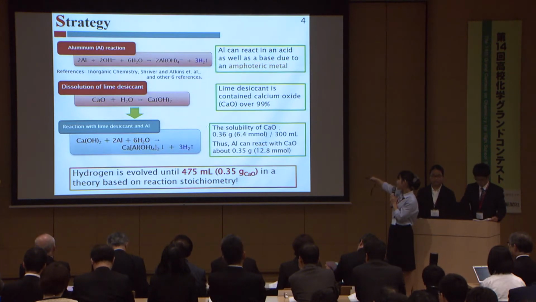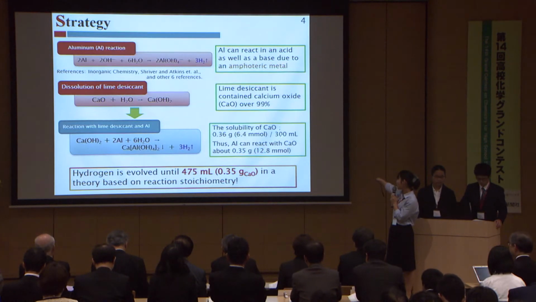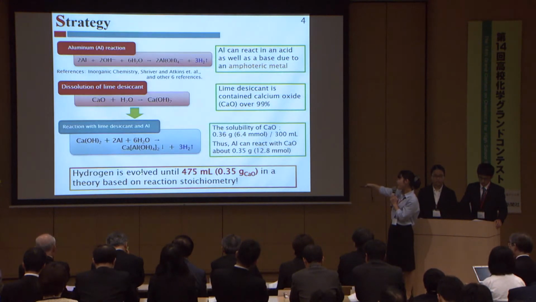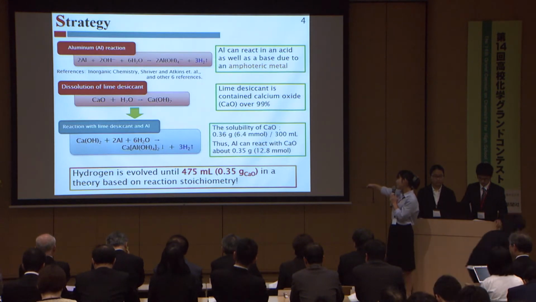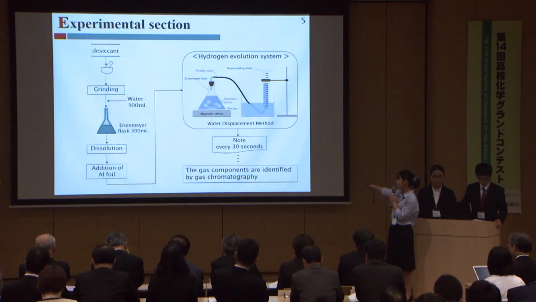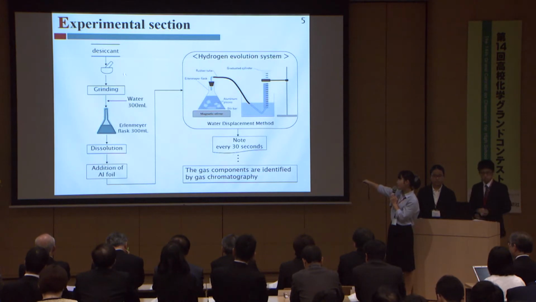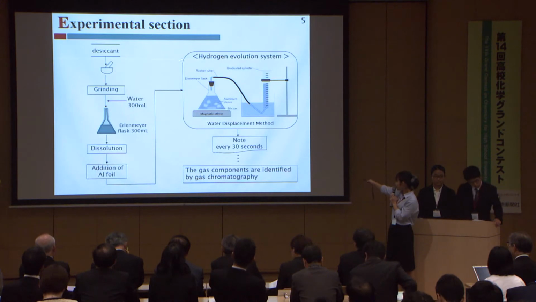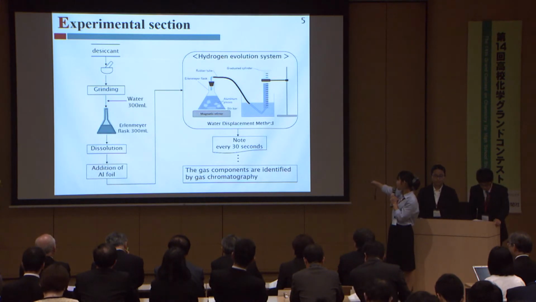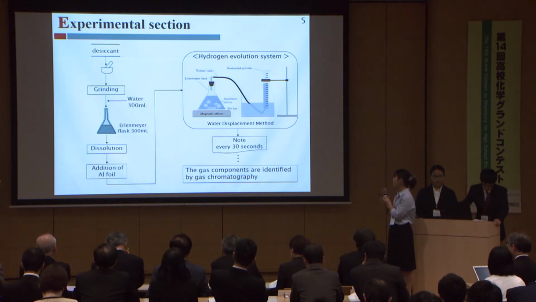According to the MSDS of CaO, the solubility of CaO is 0.36 gram in 300 ml water. Thus, aluminum can react with CaO about 0.35 gram. In this case, hydrogen is evolved up to 475 ml based on reaction stoichiometry. Next, experimental section. The descant and aluminum foil were added to water, and the reaction was carried out in a hydrogen evolution system like this figure. Finally, the gas components were identified by gas chromatography.